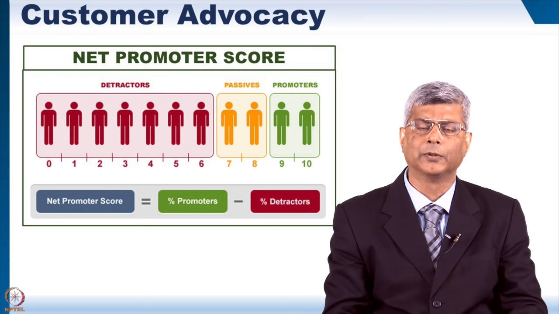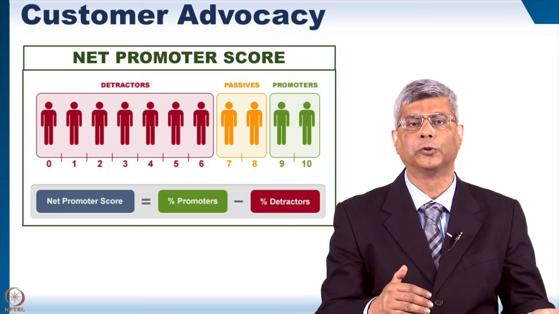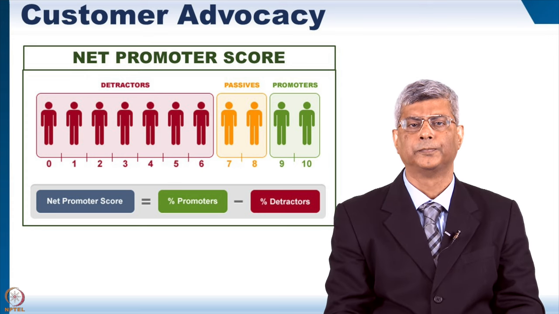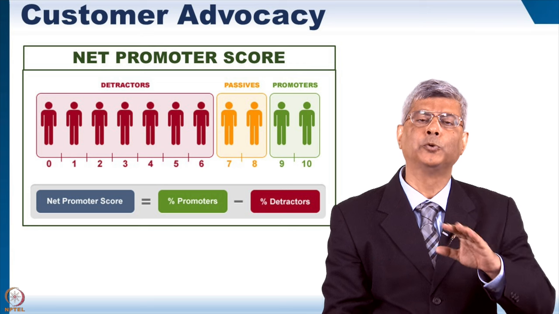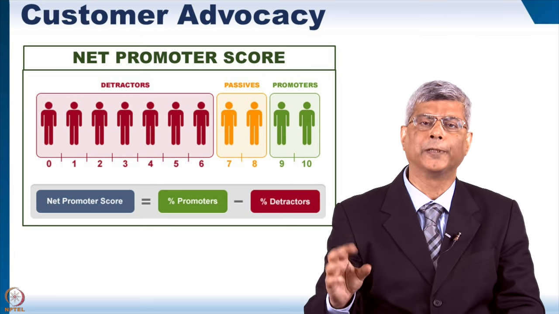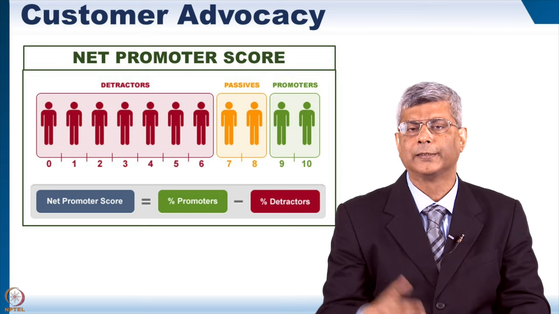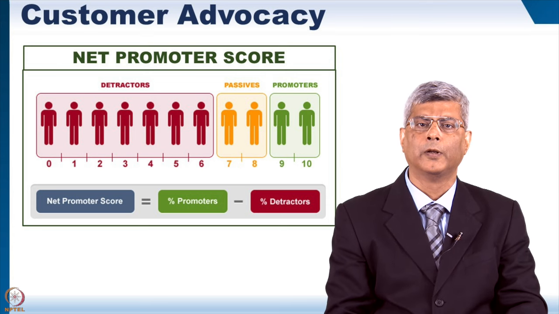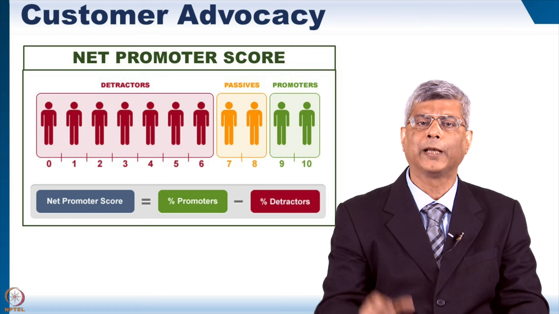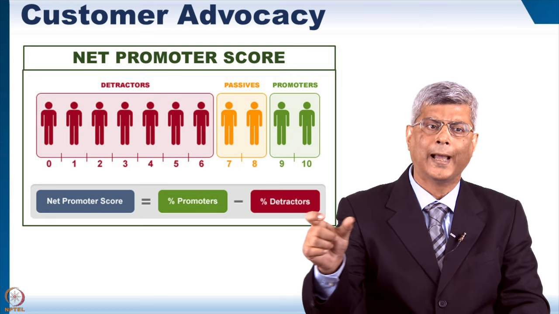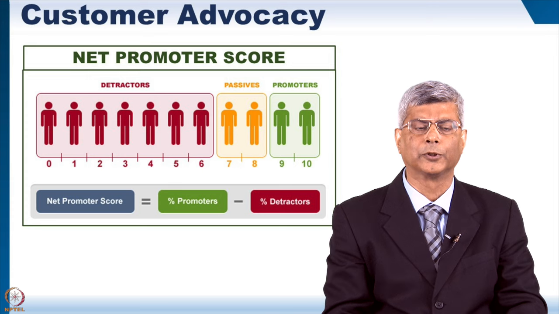Then we've got passives. Who are passives? They don't care. It's neither too bad, not too good, so they'll not talk about it. And then there are detractors. Detractors means people who talk badly. Oh, that's horrible. Never go there. They cheat you. Prices are too high. Products are bad. Service is horrible. So what you do is to calculate Net Promoter Score, you look at the promoters and subtract the detractors. Don't worry about the passives.